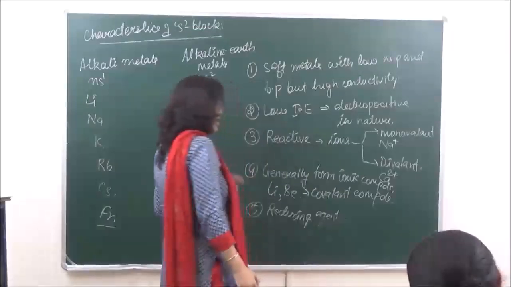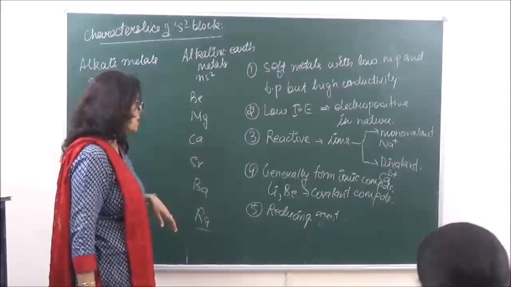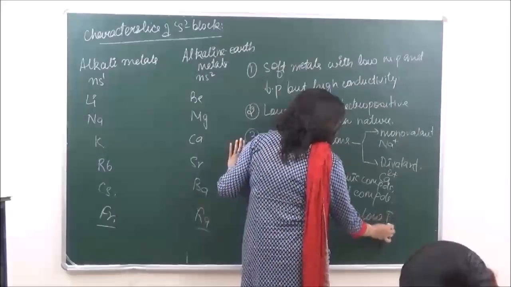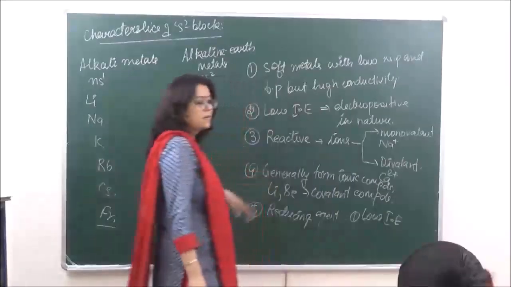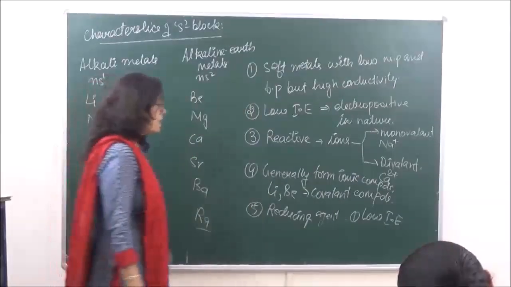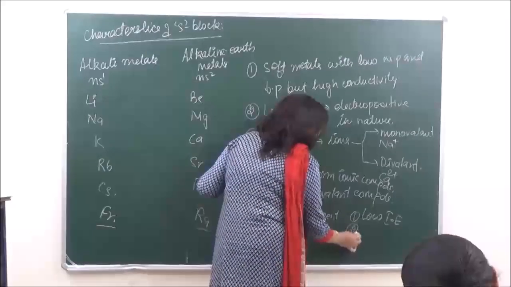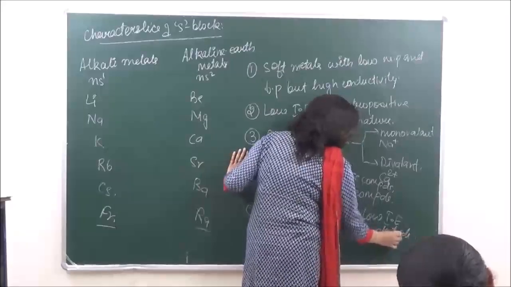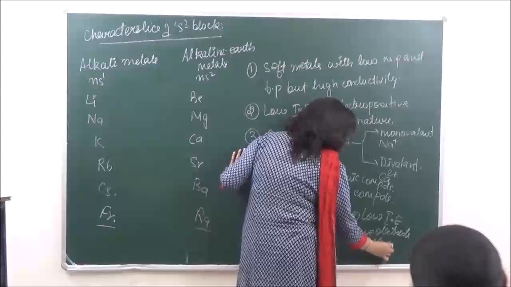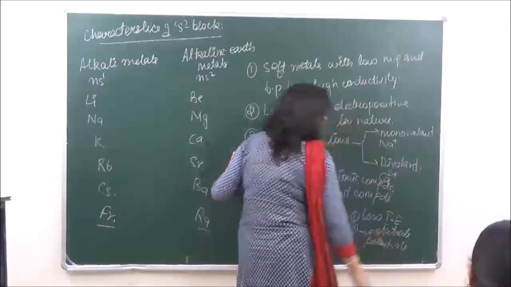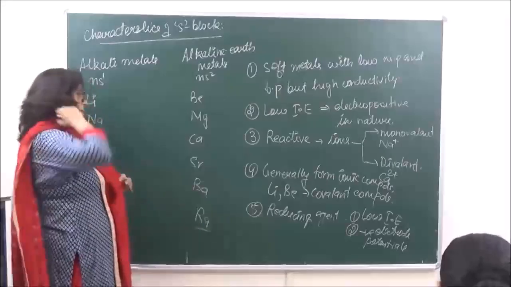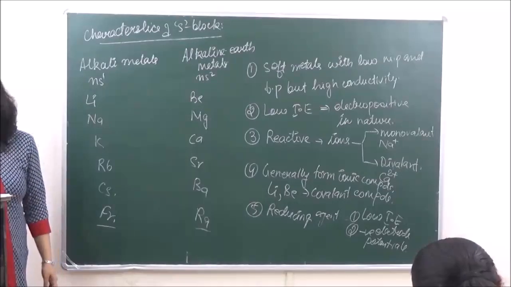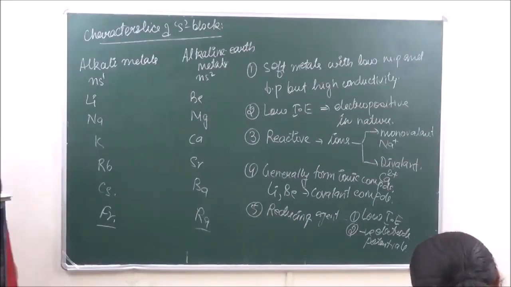Now, why do they behave as reducing agents? There are two reasons. Because of number one, low ionization energies, they can easily get away with their electron, and second, because of high values of negative electrode potentials. ठीक है, because they have high negative value of electrode potentials, therefore they are generally strong reducing agents.